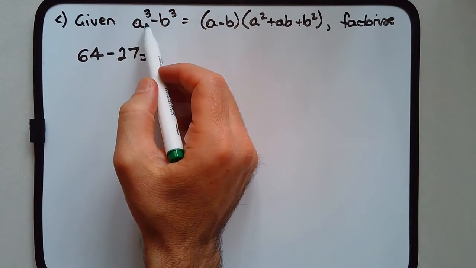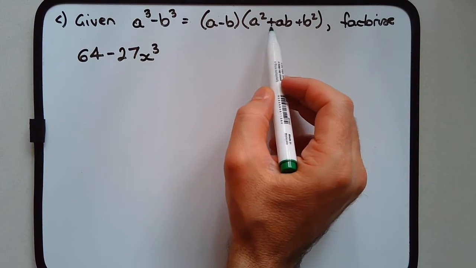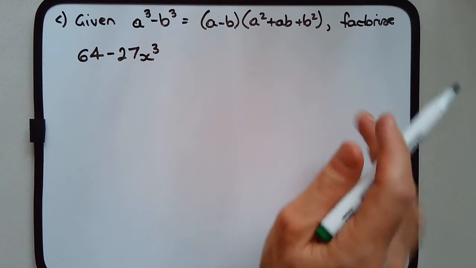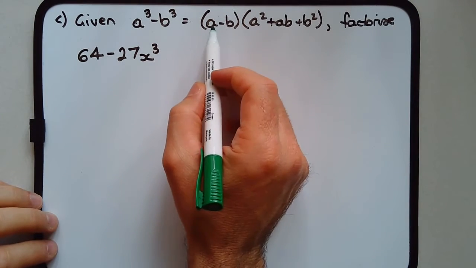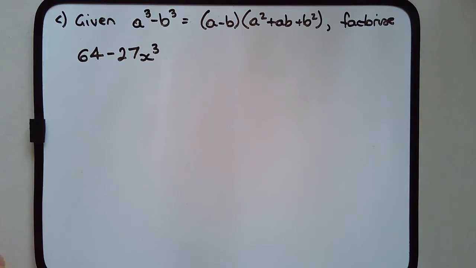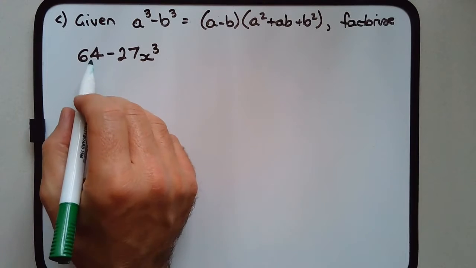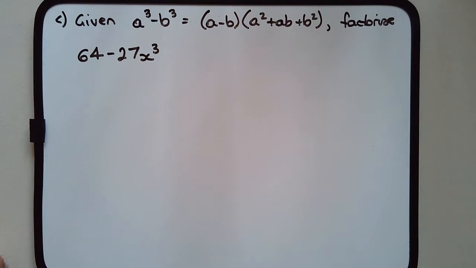So, given a cubed minus b cubed is equal to a minus b outside of a squared plus ab plus b squared, and if you have a little bit of extra time, you can prove this to yourself. If you multiply this through, you'll end up with a cubed minus b cubed, in fact, which is quite useful. Factorize 64 minus 27x cubed.